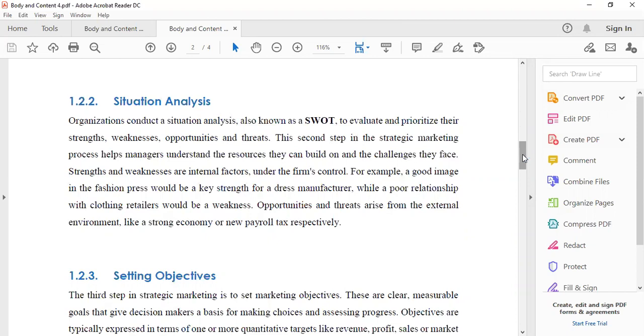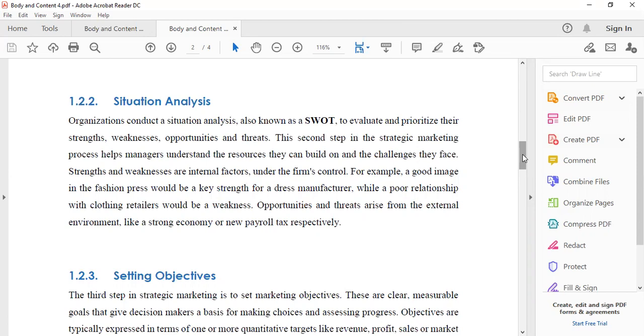Usually, situation analysis is conducted using the SWOT analysis. SWOT is an acronym for strengths, weaknesses, opportunities, and threats. So this step helps managers to understand the resources they can build on, the challenges they are going to face, and also to see their capability to meet these opportunities and also to address these threats.